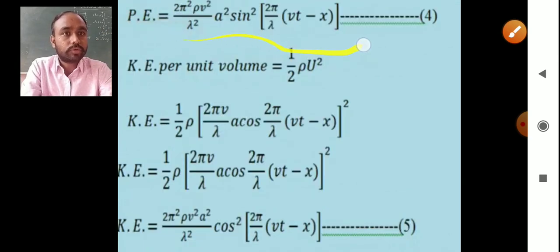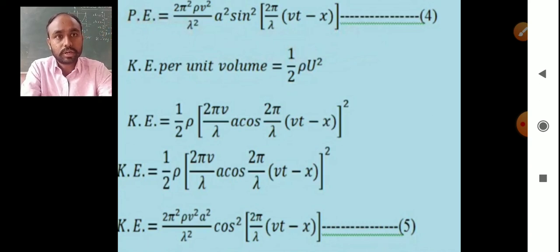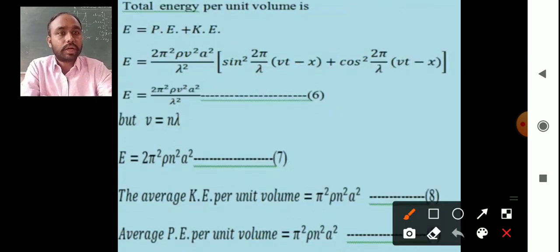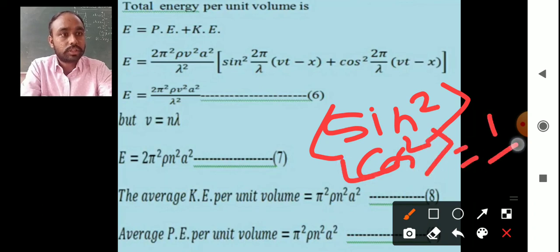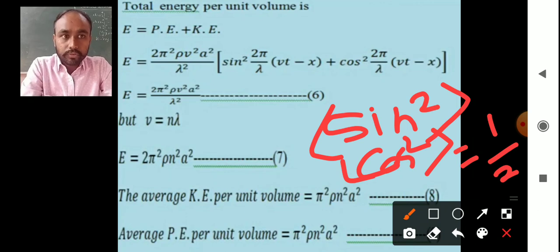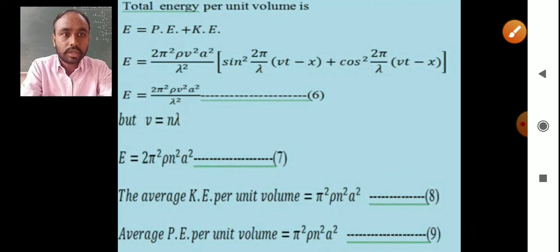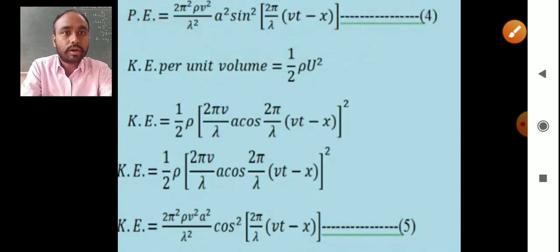If we take the average of this equation, all the things are constant. The 2π², the density ρ for that particular medium is constant, v is constant, λ is constant, everything is constant. Only the average value of this sine square, and in the other equation only the average value of this cos square, matters. We know the standard result: the average value of sine square or cos square is always half. So instead of sine square we can put half.